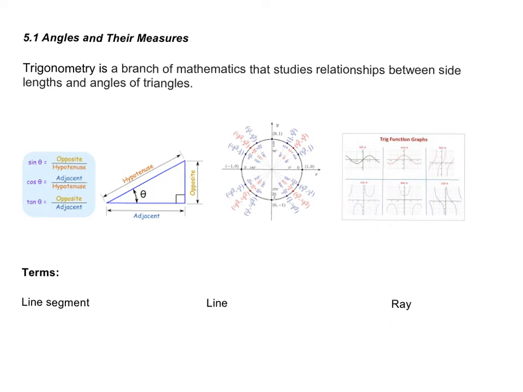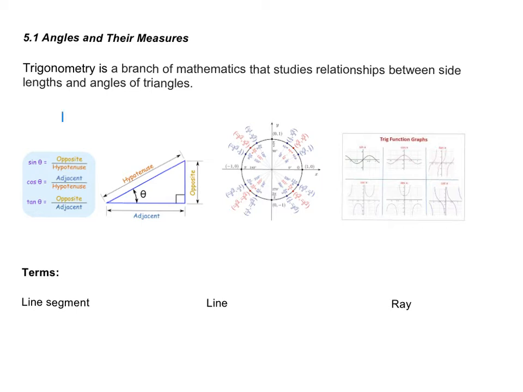We're going to start Chapter 5 on trigonometry today. Angles and their measures is the first section. This is a lot of definitions and getting us up to speed with some terminology. So first of all, trig is a branch of math that studies relationships between side lengths and angles of triangles. So specifically, we are going to look at some of the following things.